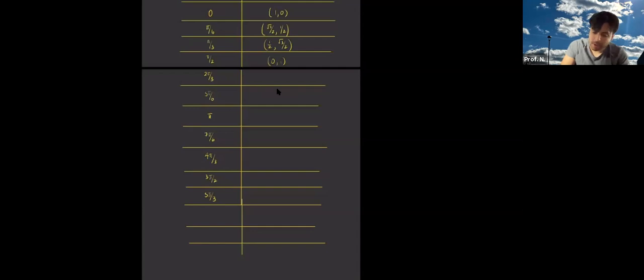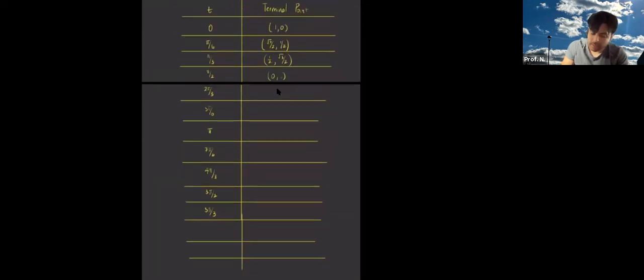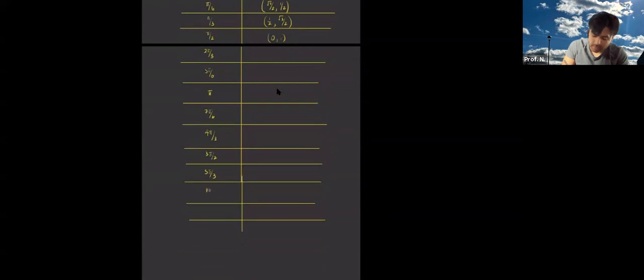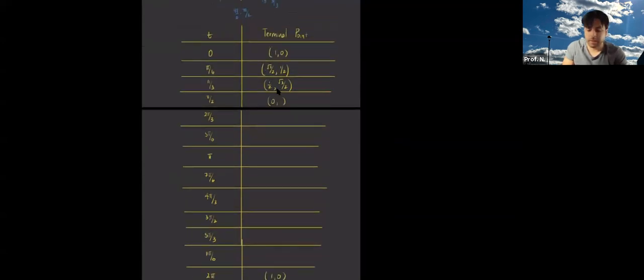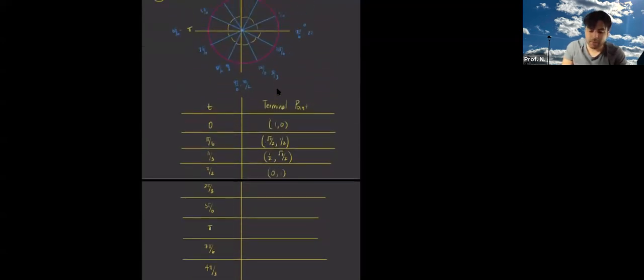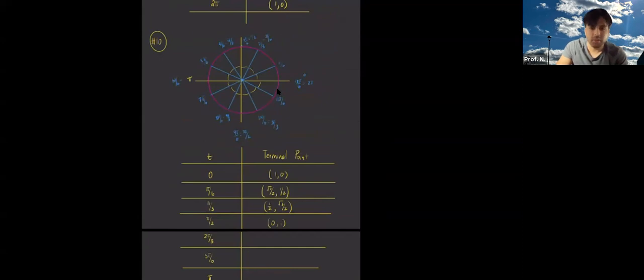Okay. 5 pi over 3. We got 11 pi over 6. And we got 2 pi. We know 2 pi already is (1, 0) because that's where we started. And then 2 pi over 3. Do you guys see the symmetry of a circle? 2 pi over 3 is directly across the y-axis of the point pi over 3. We know pi over 3 is what? (1/2, rad 3 over 2).